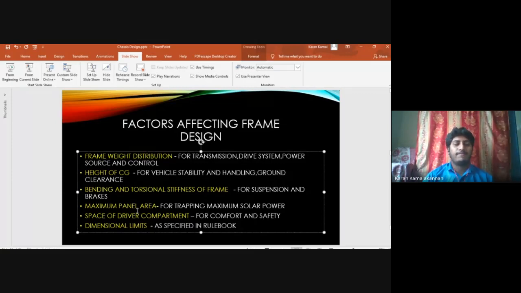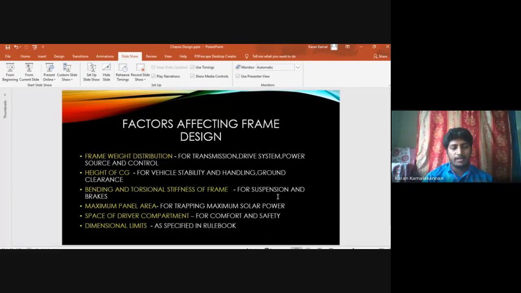So that is also one of the key factors for designing the frame, especially for a solar vehicle. Okay, and next is the driver compartment. You should have a sufficient driver compartment for comfort and safe driver positions. And the dimensional limits, as I said, are based on the rule book or any standards that you are preferring while designing.